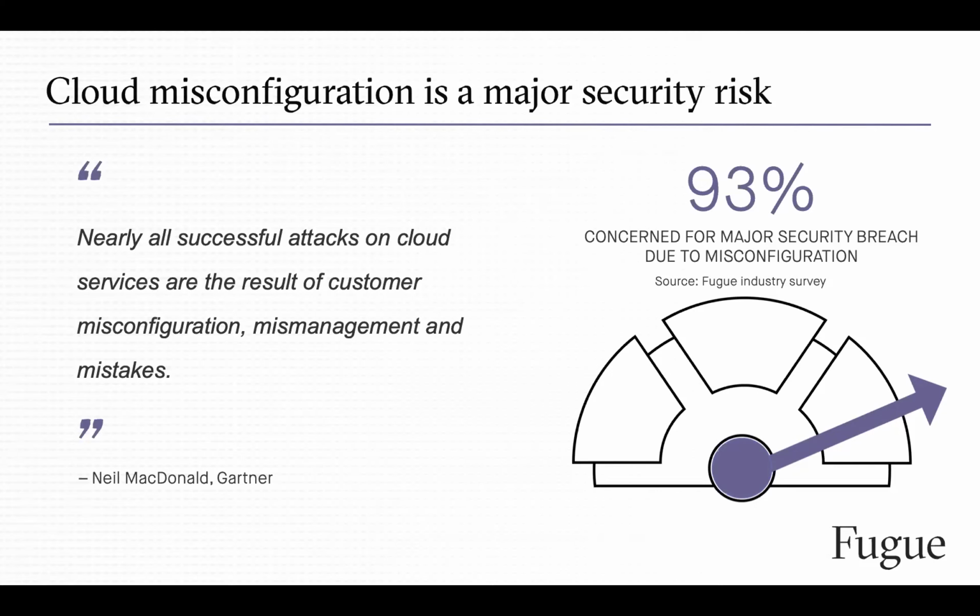Last year, we put together a survey of over 300 organizations operating on the cloud at scale, and this 93% is from that survey. This is the number of those organizations that are concerned about a major security breach due to misconfiguration. I think this should be 100%, but 93 is pretty good.